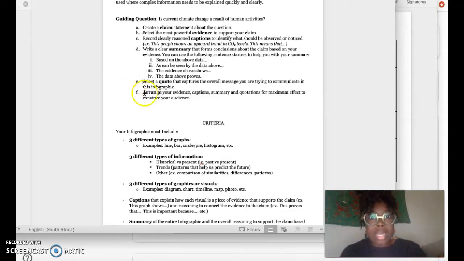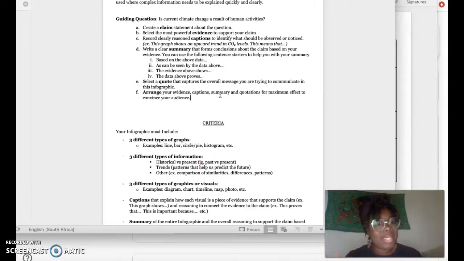All right, and arrange your evidence, captions, summary, and quotations for maximum effect to convince your audience. So what this means is that you want your infographic to be aesthetically pleasing. That means in a way that makes sense. You don't want it to look super confusing. I'm going to show you how to use Canva in order to organize your data. All right.